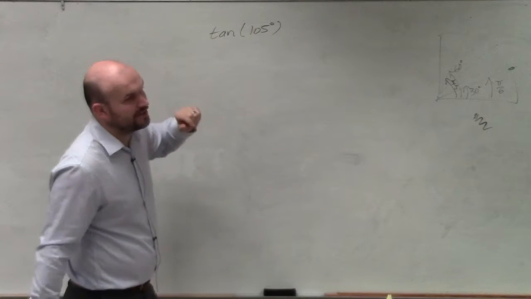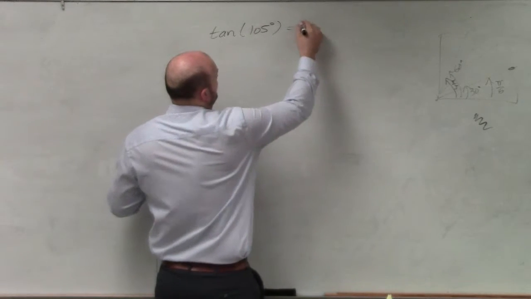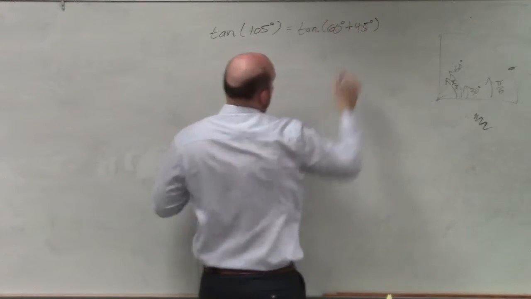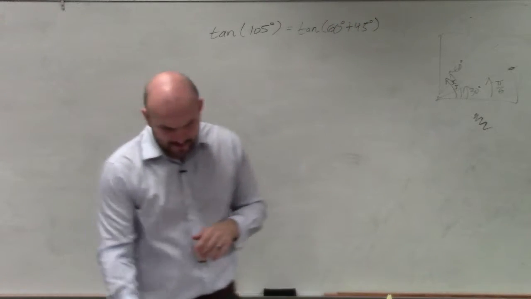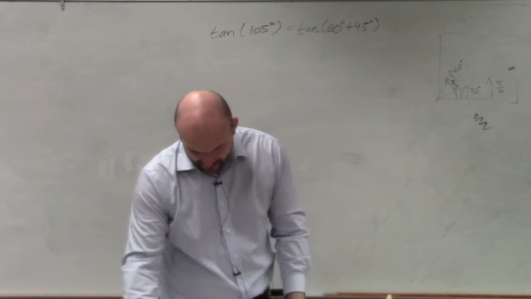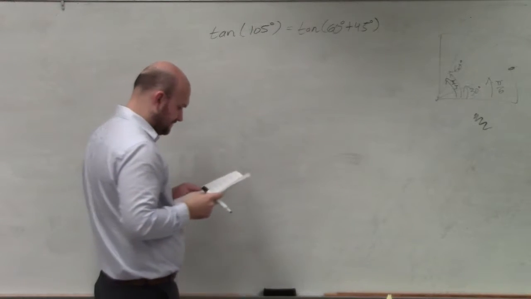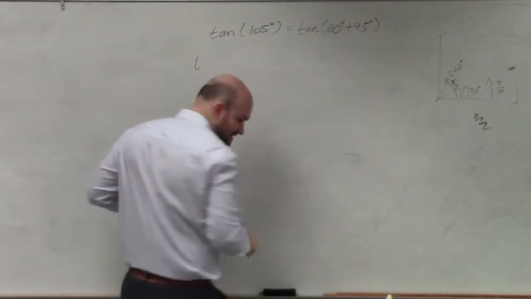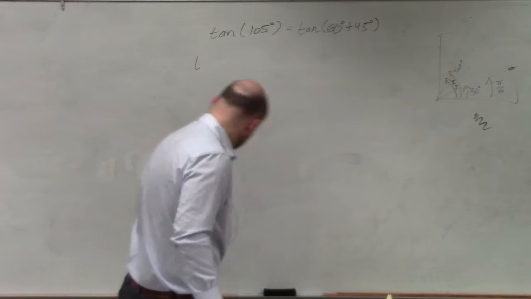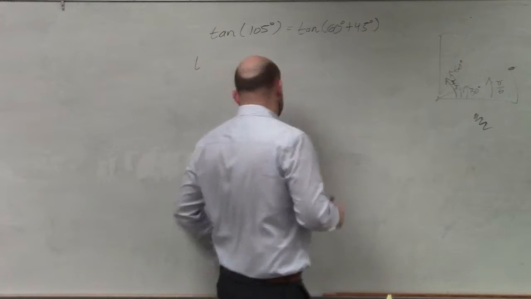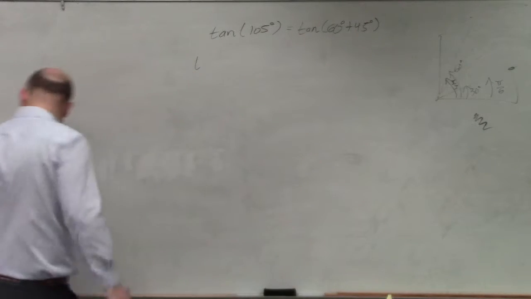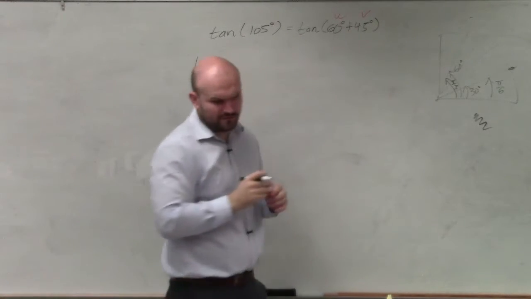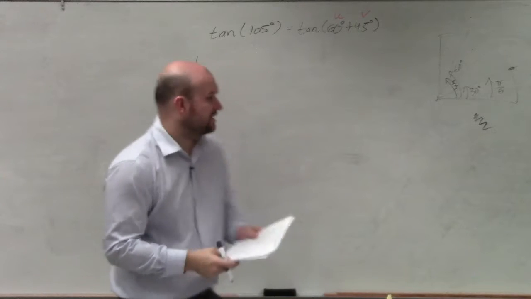So here we have tangent of 105 degrees, which I can rewrite as the tangent of 60 degrees plus 45 degrees. Right? So now, if I look at my tangent formula for the sum, let's label these as u and v. To save some time, I'm not going to write down the formula, because you guys have your formula on your formula sheet.